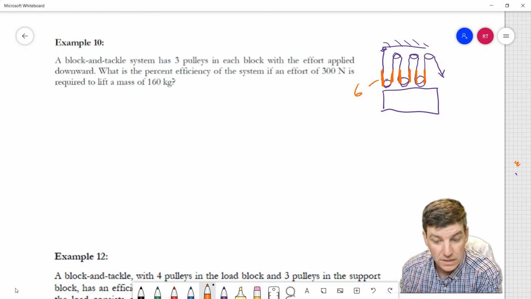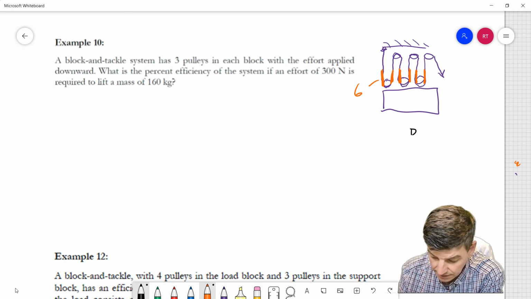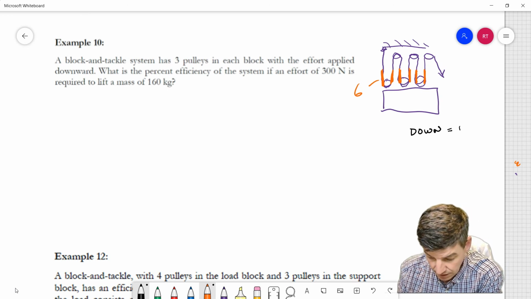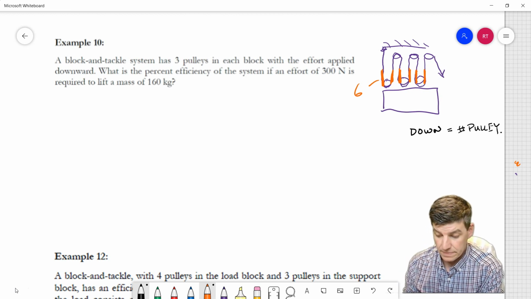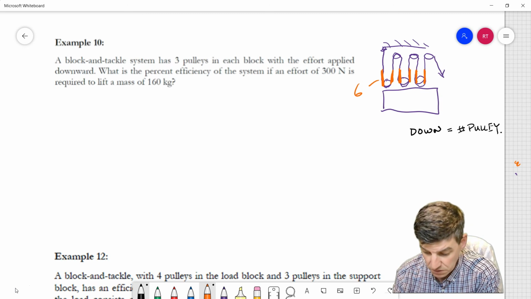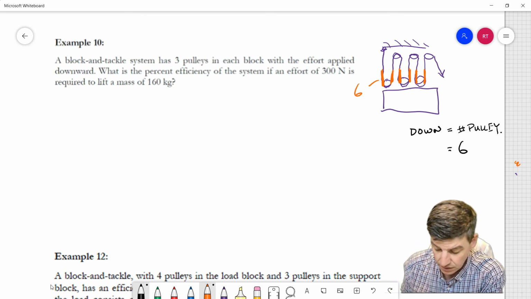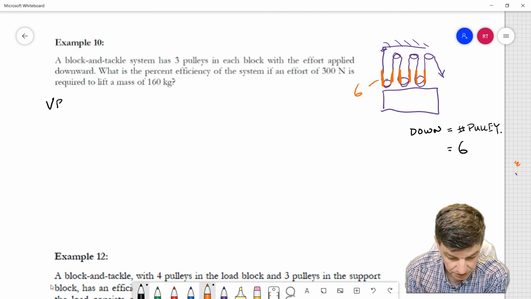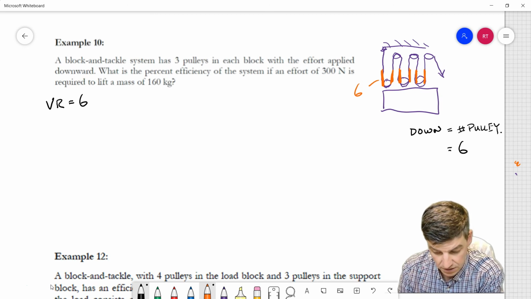Okay. The other thing we could do is just by memory, we could remember that a downwards pull is equal to the number of pulleys, and we do not add an extra one because the downwards pull doesn't help us lift that load. So in this case, my VR would be 6. Okay, so I'll just make note of some of the stuff I know. VR is going to be 6 in this case.